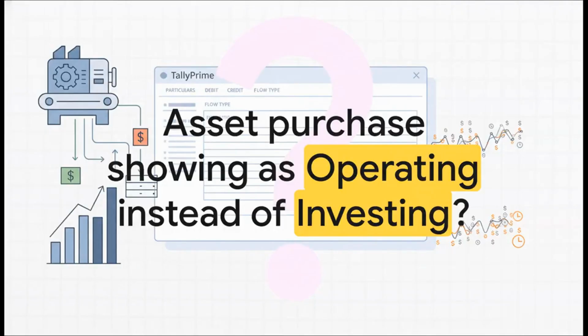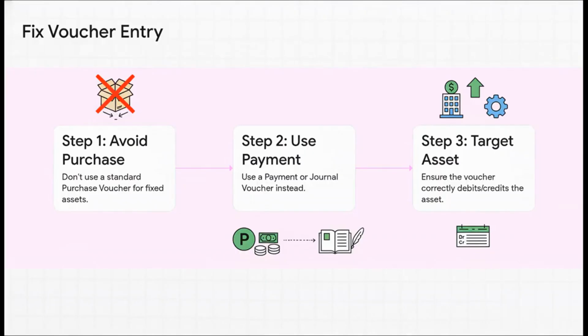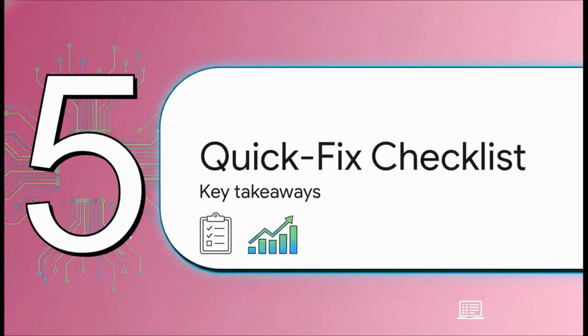This is a sneaky one that can really paint a misleading picture of your business. You bought a new piece of equipment, which is clearly an investment in the future, but Tally is lumping it in with your day-to-day operating costs. Why is that happening? The problem here is the type of voucher you're using. A standard purchase voucher is meant for stuff you buy and sell as part of your normal business, your inventory. When you buy a fixed asset, you need to tell Tally that this is something different, something long-term. By using a payment or journal voucher instead, you're sending the right signal and Tally will correctly classify it as an investing activity.